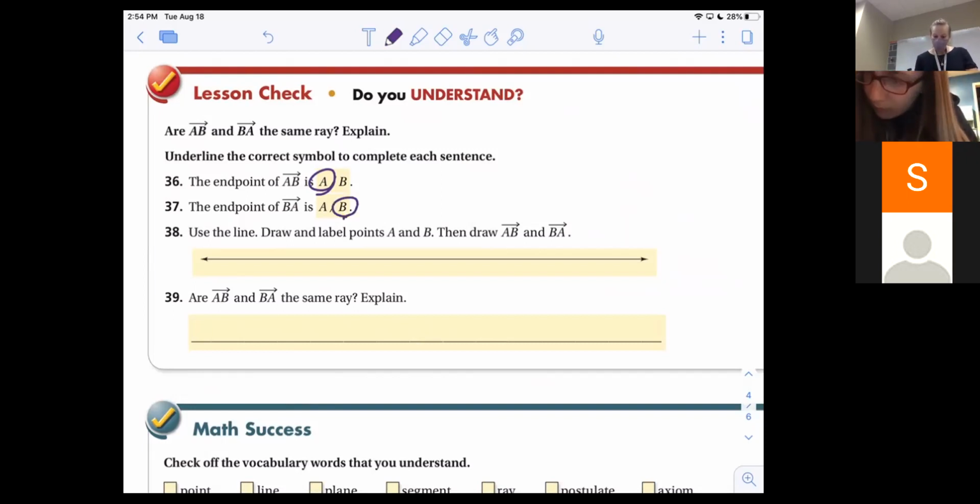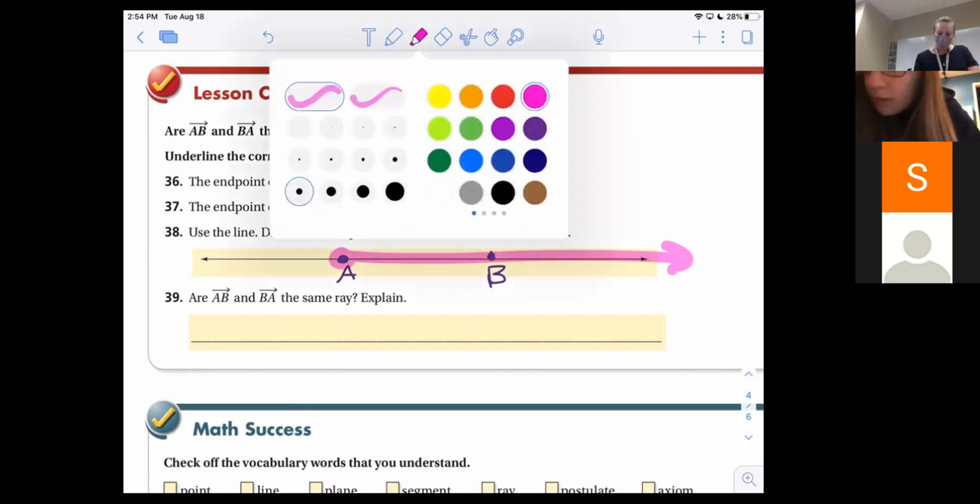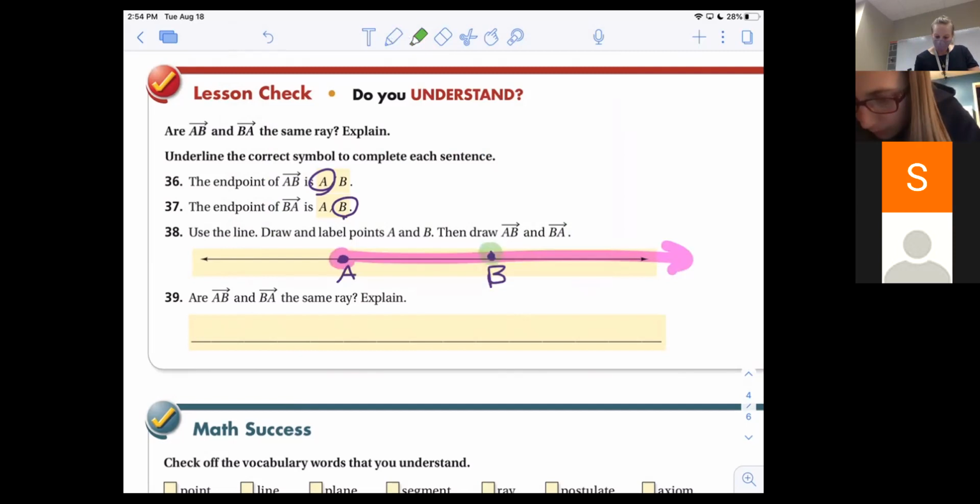Now let's draw it. So I'm going to draw A. I'm going to draw B. I'm going to use a highlighter again because I think that's easiest for you to see. The ray AB goes from A towards B. The ray BA goes from B towards A. Are those the same? No.